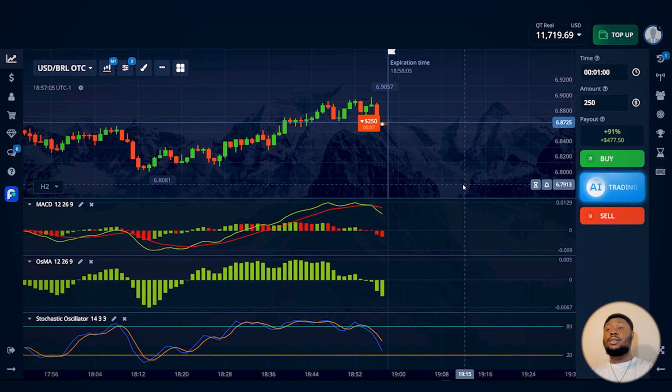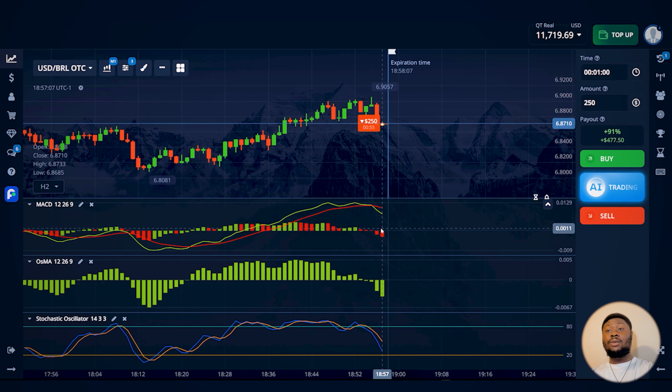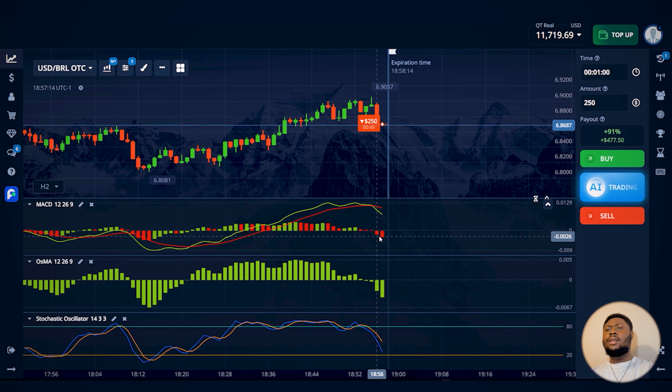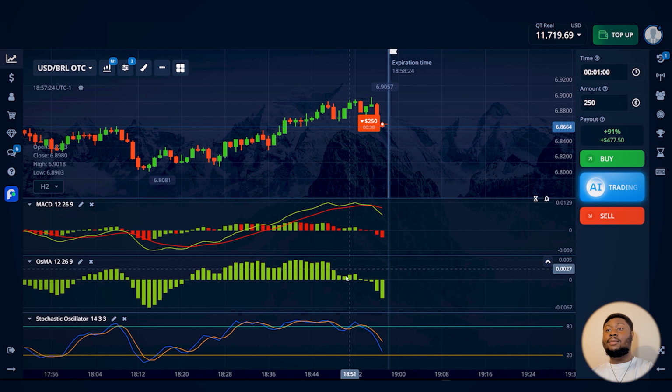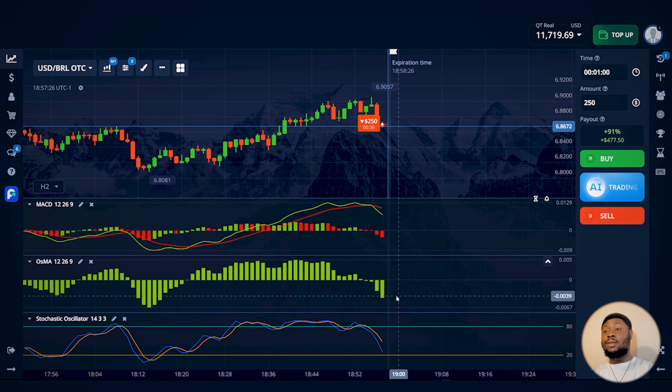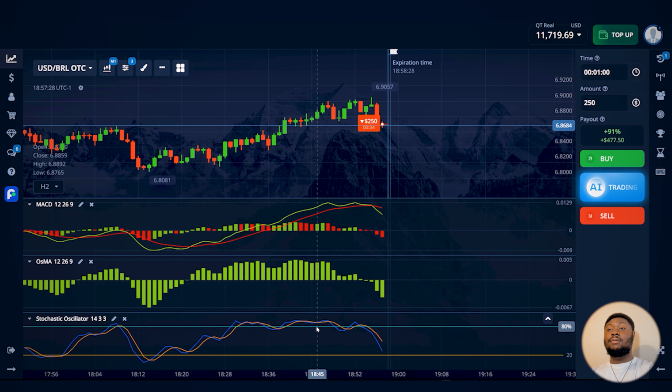I think you can already see that the indicators have given a signal. The lines of the MACD indicator have crossed and are pointing down. The OSMA indicator chart is already being built below the 0 level. And the stochastic oscillator also confirms the previous signal from the indicators. The situation has formed and a downtrend has begun.